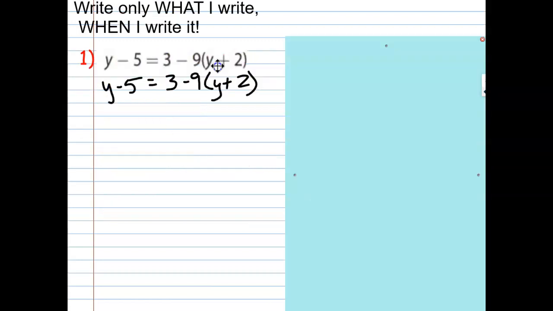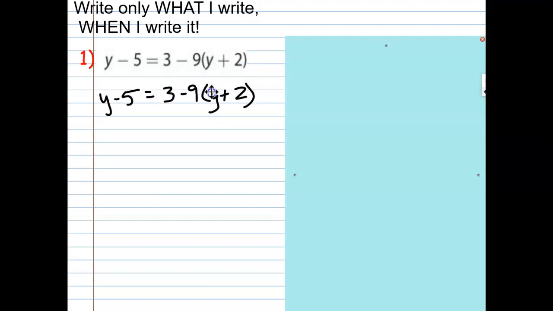All right, go ahead and copy down this example. Write it twice because we're going to mess it all up. All right, so step 1 is I'm going to use the distributive property. So go ahead and bump this out here. Okay, and then I'm going to go negative 9 times y is negative 9y. Negative 9 times 2 is negative 18.